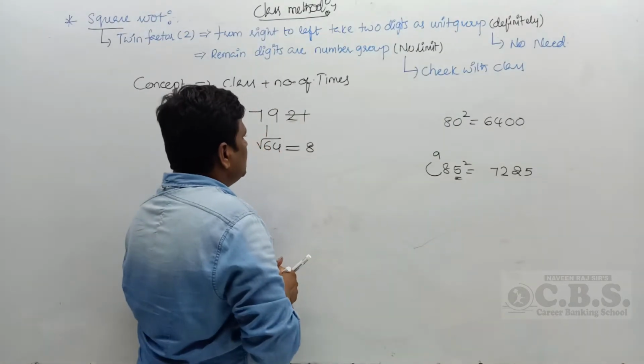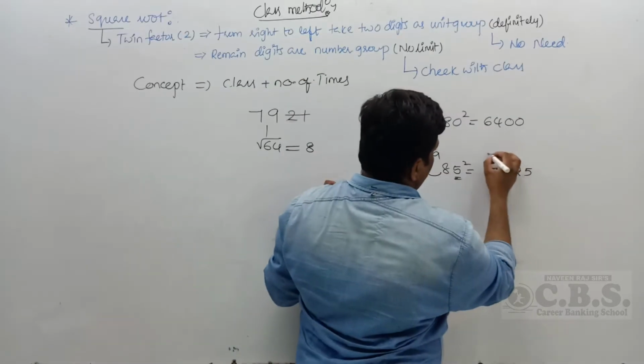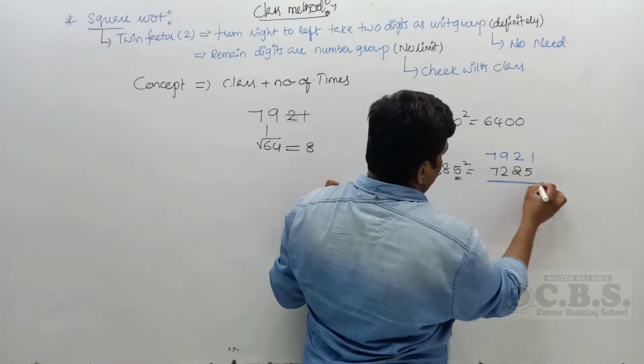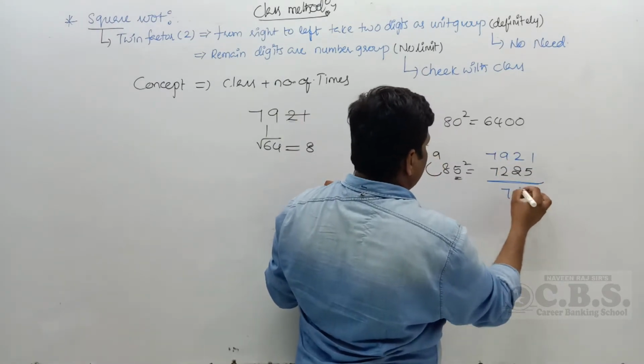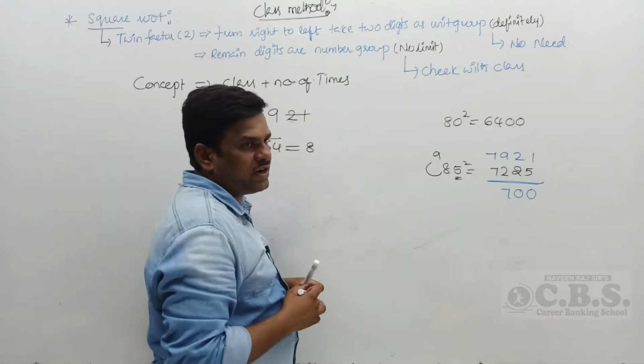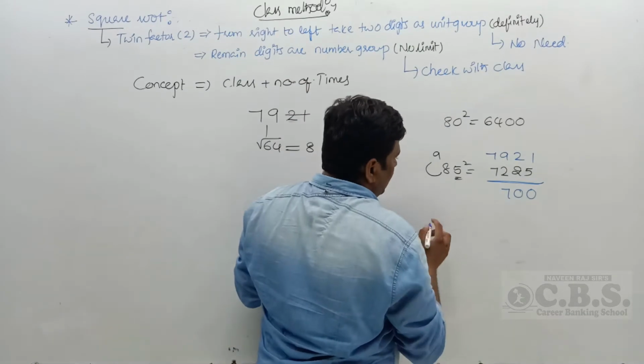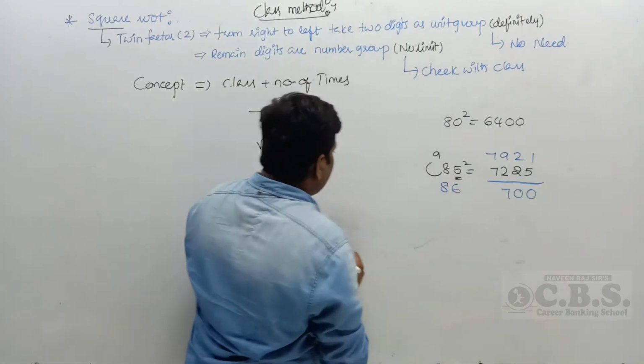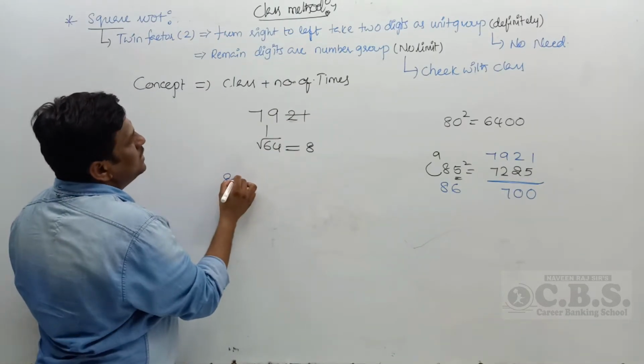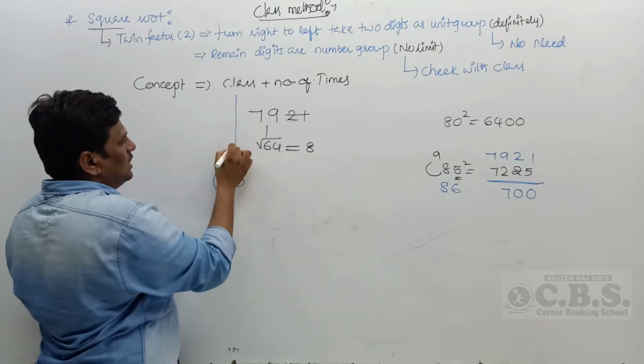Yes or no? Friends, our number is 7921. What is the difference? Approximately how much is it? 700. Friends, no need to find the exact difference. You just find it approximately. A simple technique to do it is 700. So it is after 85. So our class is definitely 85, friends.